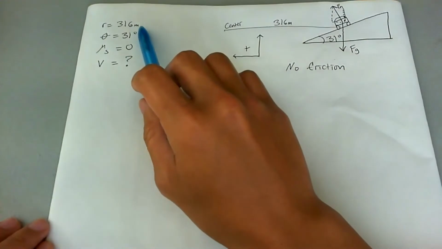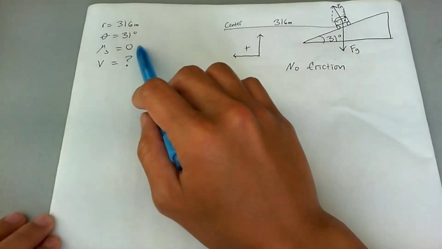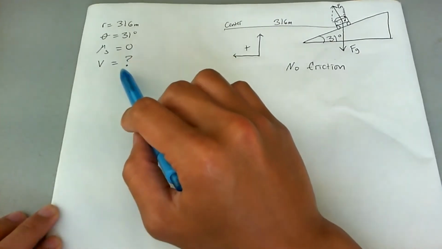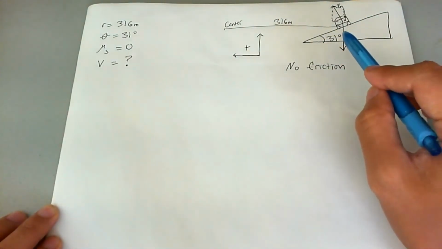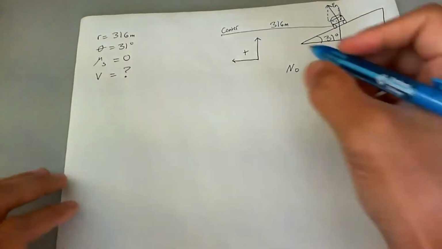We have our knowns right here. I put mu of static friction to be 0, which includes mu of kinetic friction as well, but we don't need to put that. And we need to find the exact velocity for this car to remain steady on the ramp. So let's go ahead and start this off.